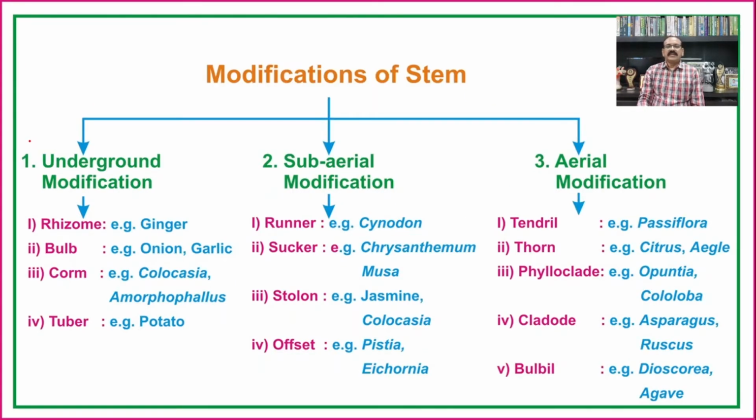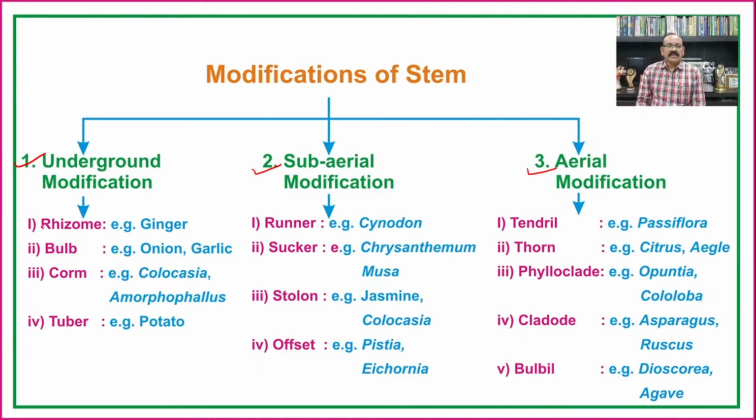Here are the modifications of stem. The modification of the stem is classified, for understanding, into three different categories. The first one is underground modification, the second is subaerial modification, and the third is aerial modification.